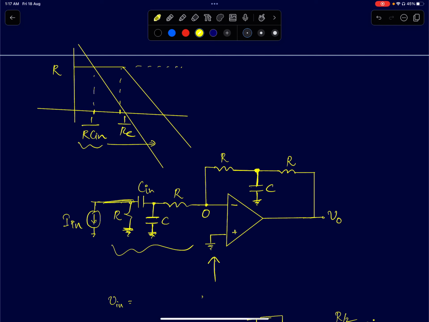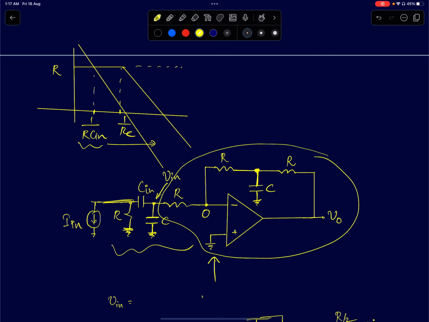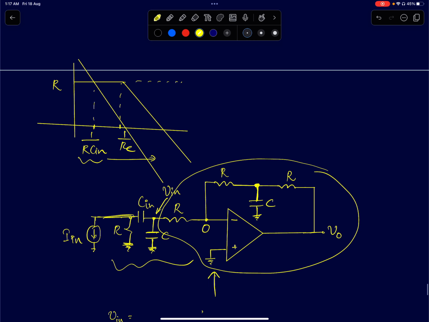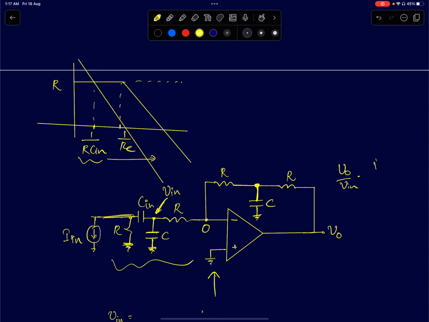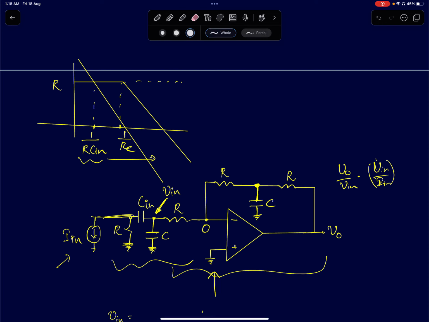So to analyze this, what I'll do right now is I'll try to find out this node voltage. Let me call this Vin. Once I find out Vin, then I'll analyze this op-amp separately. So I'll first find out this node voltage in terms of In. Once I know that, then I'll try to find out V0 by Vin, and then I'll multiply it with Vin by In. Right? So this is what I'll first find out, what is Vin in terms of In, and then I'll find this gain provided by this amplifier.